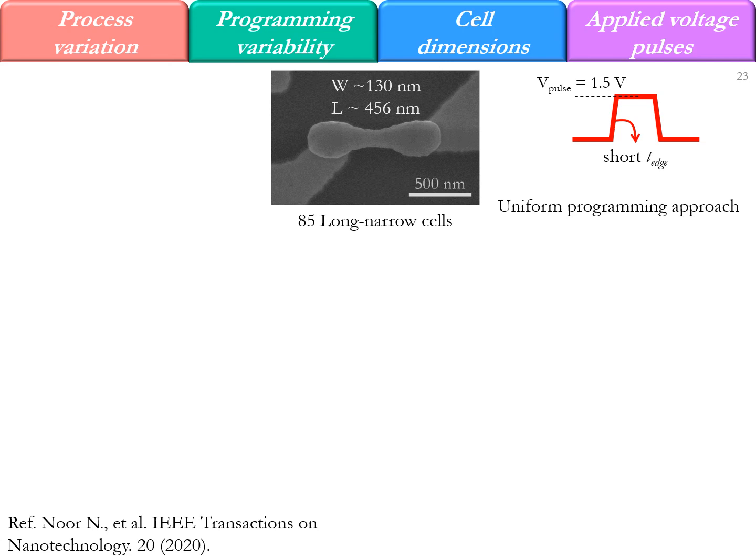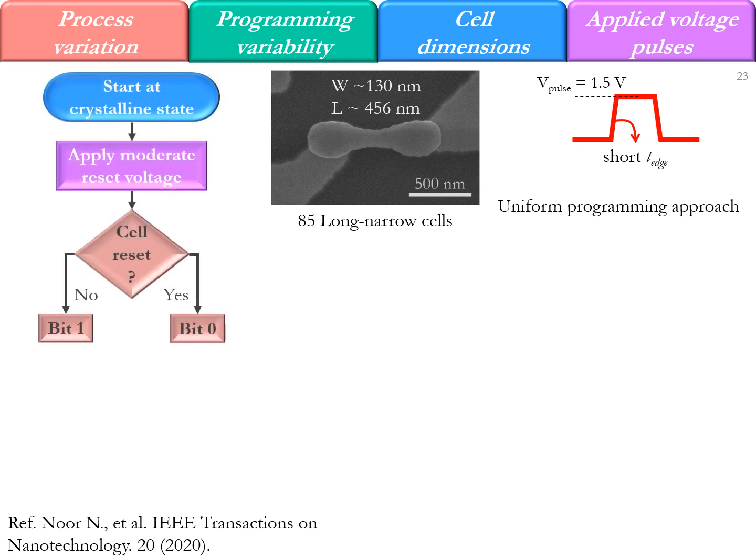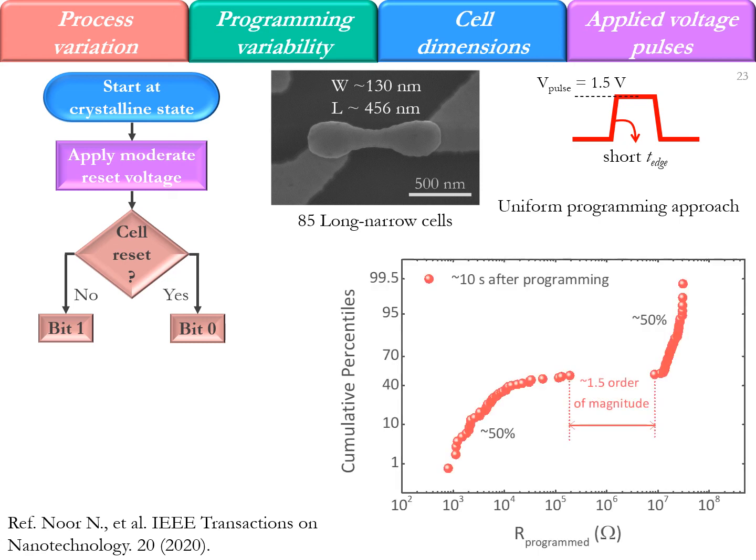We took these 85 cells and we applied the exact same uniform programming approach where a reset pulse of moderate amplitude of 1.5 volt is used. Apart from the moderate pulse amplitude, we also noticed that by using the short transition rise time or fall time, we can also enhance the programming variability, because when we have faster transition at the rise and fall times, the capacitive components can contribute to significant currents from the parasitic components of the experimental circuitry, and that adds to the programming variability even further.